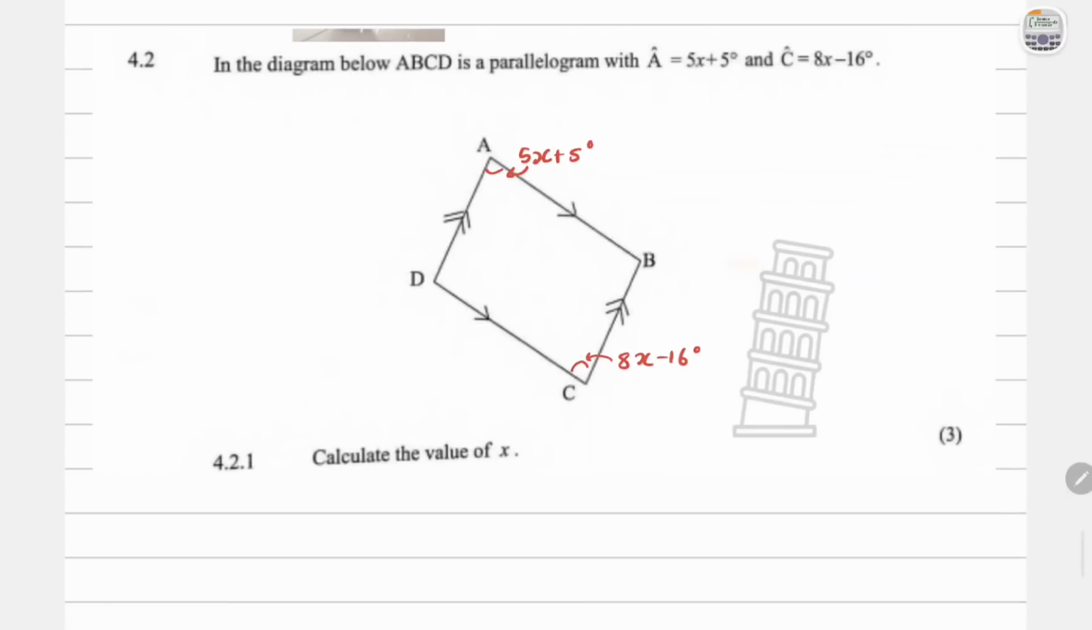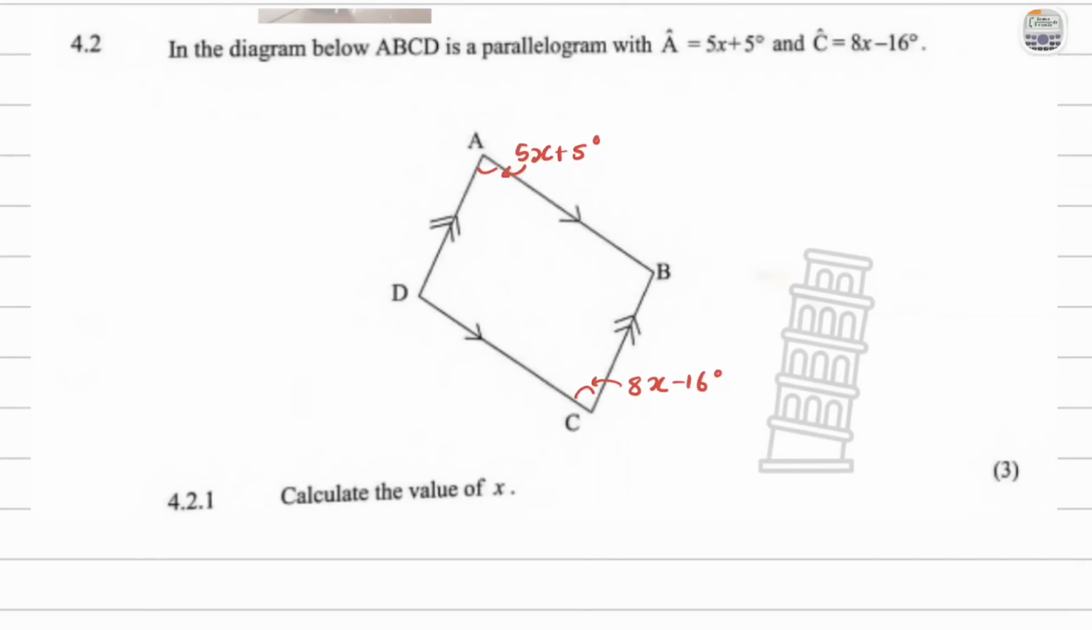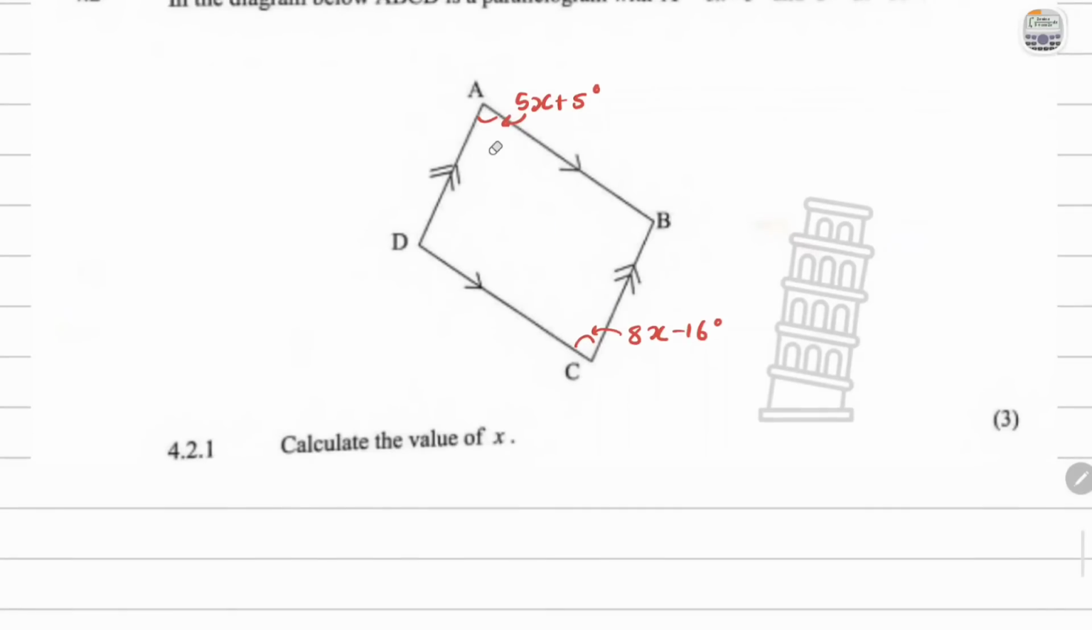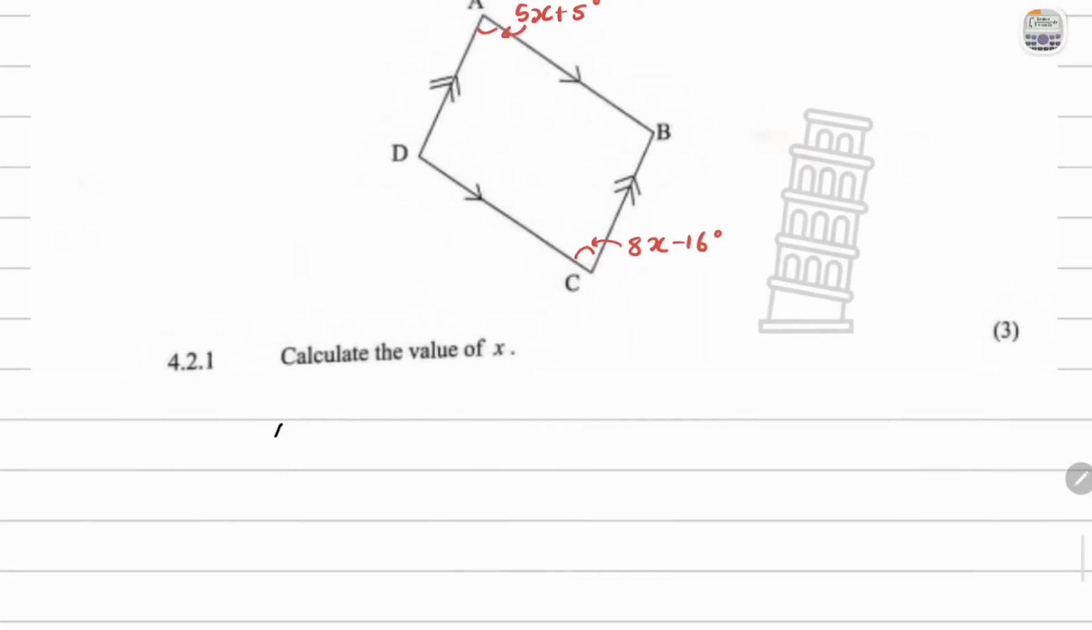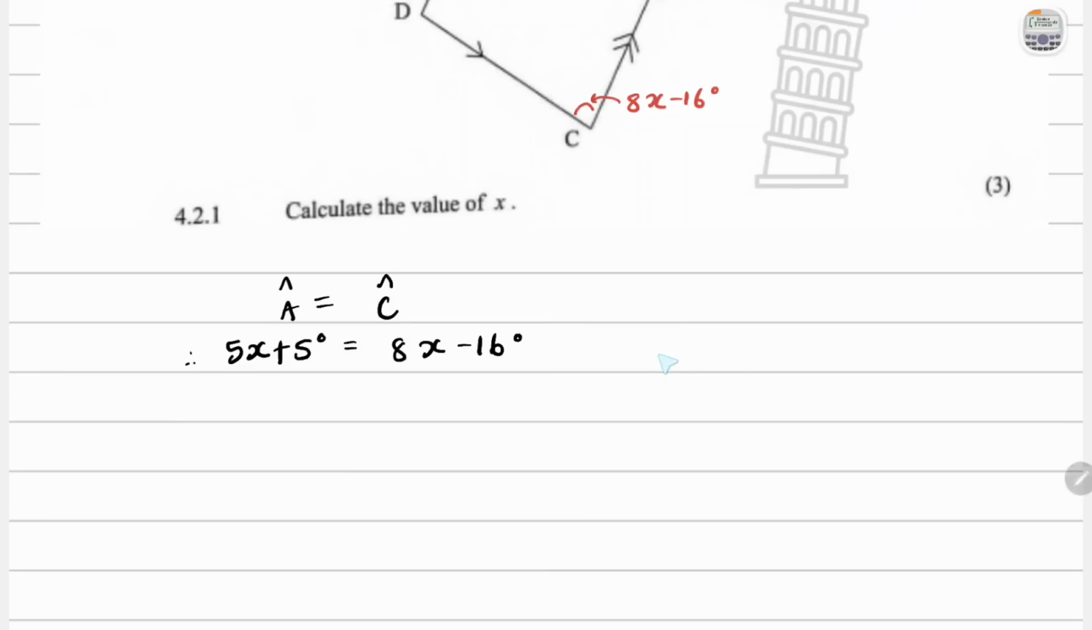Let's find the value of x using what we know about parallelograms. They gave us the opposite angles of this parallelogram. What do you know about the opposite angles of a parallelogram? They are equal. So angle A should be equal to angle C, since this shape is a parallelogram. Therefore 5x plus 5 degrees is equal to 8x minus 16 degrees, because opposite angles of a parallelogram are equal.